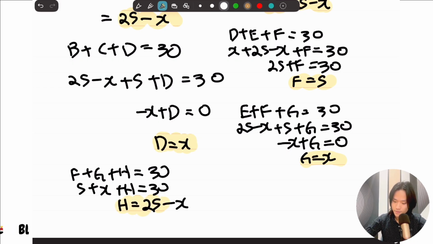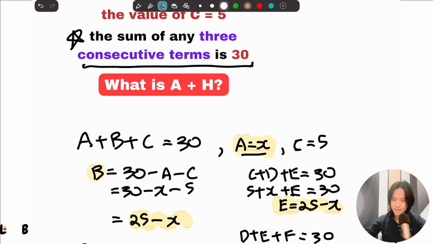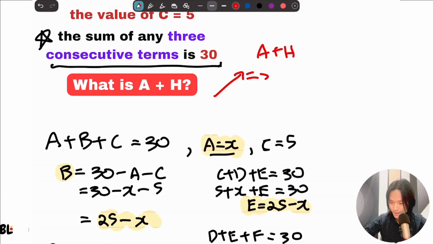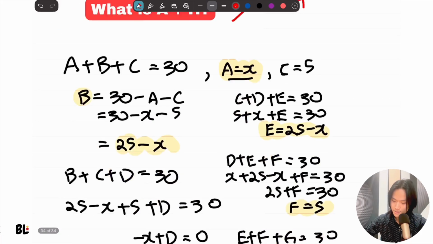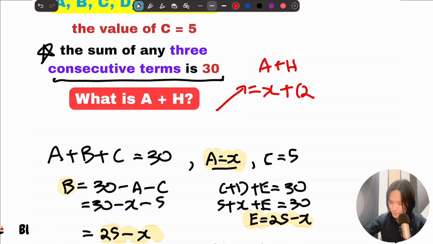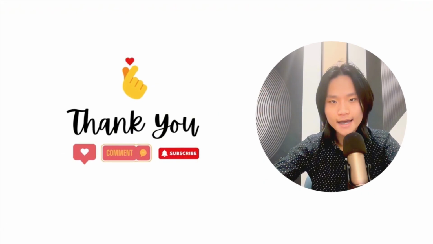Now that we know what H is, what did we know about A? A is X. So for our final answer, A plus H is simply X plus, what is H? Well, it's 25 minus X. So the answer is just a clean 25. And that's our answer. How amazing.